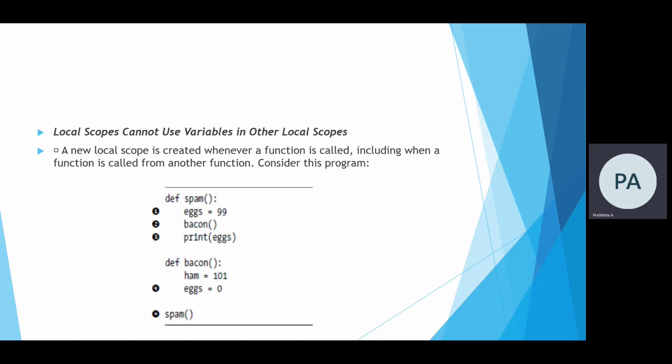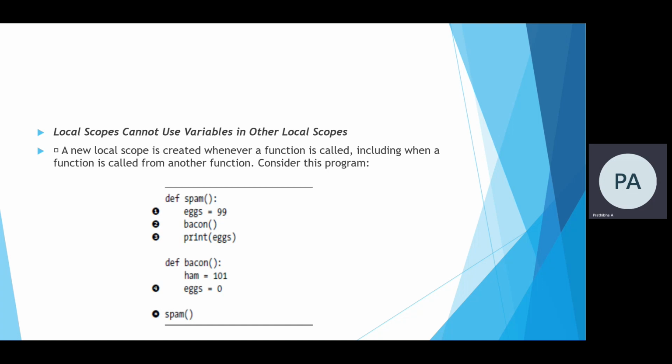Local scopes cannot use variables in other local scopes. So this is the second one. A new local scope is created whenever a function is called, including when a function is called from another function. Consider this example, def spam. That means you are creating one function, spam. Inside that you have a variable x and you are assigning it the value 19. And inside that function you are calling one more function called bacon. Once you call this function, you will be executing the bacon function.